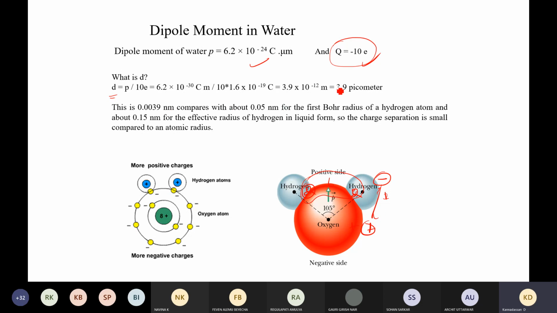So this value, you can see, is 3.9, which is nothing but 0.039 nanometer, while the hydrogen atom is considered to be about the size of 0.15 nanometer. Therefore, if this is the hydrogen atom and this is the oxygen atom, and the distance is smaller than the radius of it, it gives the idea that they are supposed to be like this. In other words, the hydrogen atom and the oxygen atom almost merge into each other.